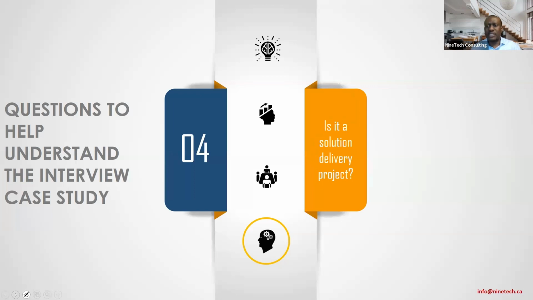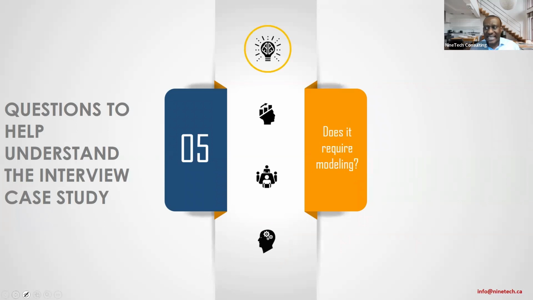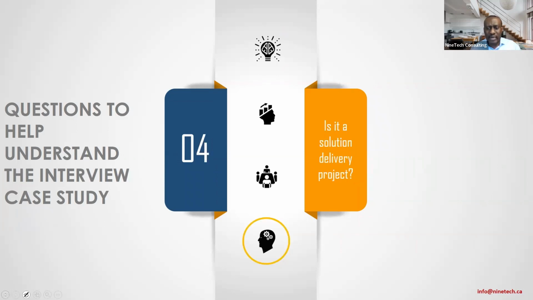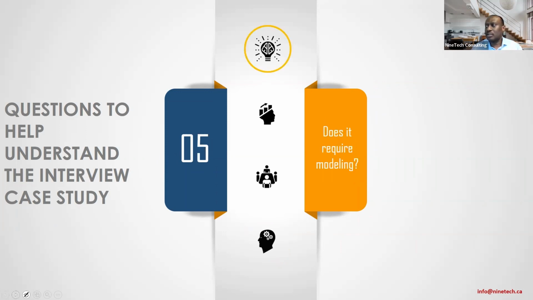Solution delivery. Is it a solution delivery project? Then follow the lean business analysis process: identify your stakeholders, document your project objectives, perform your needs analysis. And your needs analysis is what? It is your current state, your future state, and your gaps. From your gaps, you begin to document your high-level requirements. Then you do your use case models, your process flows, and your solution requirements. Okay, so let's move on.